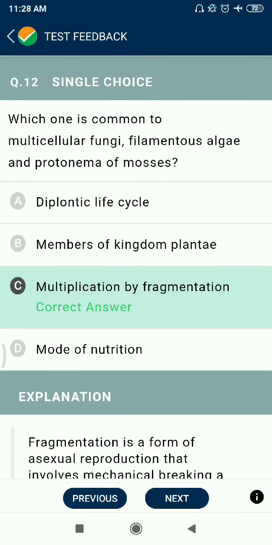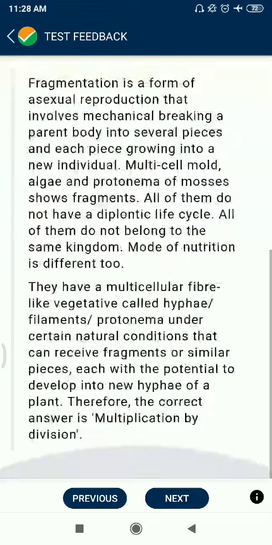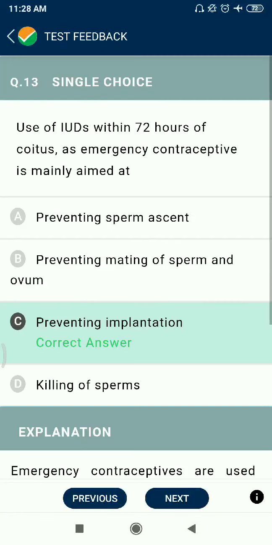Question number 12. Which one is common to multicellular fungi, filamentous algae, and protonema of mosses? Multiplication by fragmentation. Question number 13. Use of intrauterine devices within 72 hours of coitus as emergency contraceptives is mainly aimed at preventing implantation.